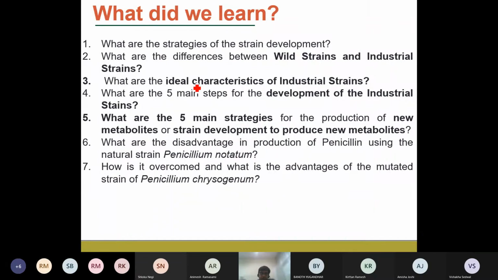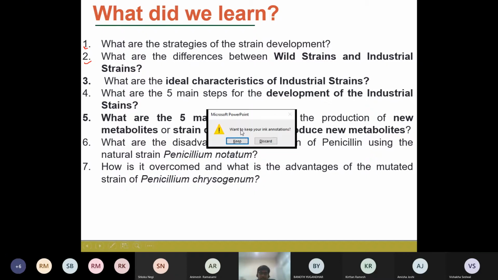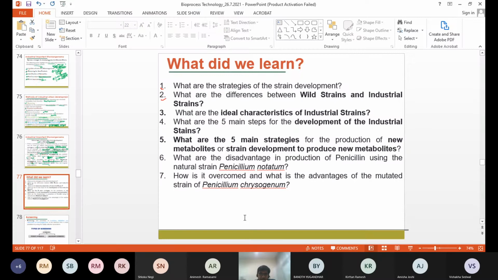Coming to that, what did we learn in the last class? After that, you should be able to answer the following questions. What are the strategies of strain development? Then coming to question 2, what are the differences between the wild strain and the industrial strain? Can anyone of you tell what is the difference between the wild strain and industrial strain? Let us have a discussion, as I have already told you that we will be having such discussions. Would anyone like to answer?